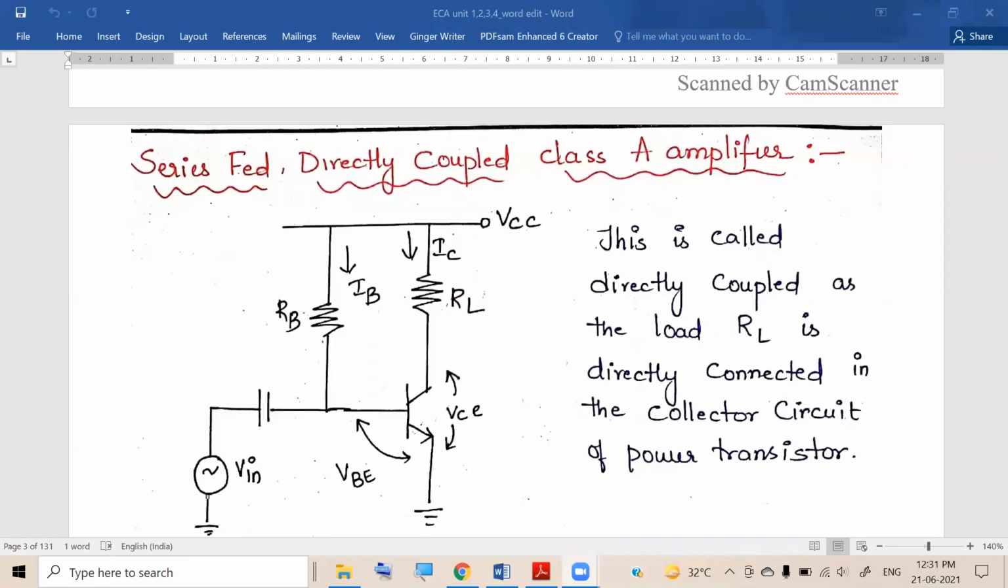Yes, students, what will be the current drawn from the VCC? Students, unmute yourself and answer, please. Students, what will be the current drawn from the VCC?